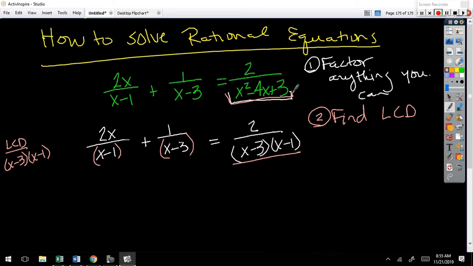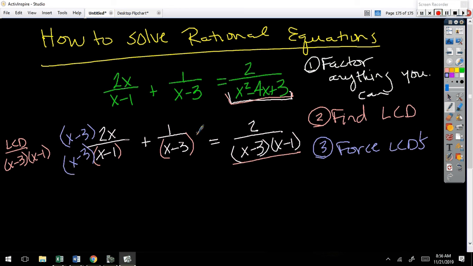All right, so I'm going to say force LCDs. In other words, make everybody have the same denominator. So what's the very first fraction missing? X minus 3. Top and bottom, right? What's the second fraction missing? X minus 1. Top and bottom. How about the last fraction? It's good, right? Good to go there.